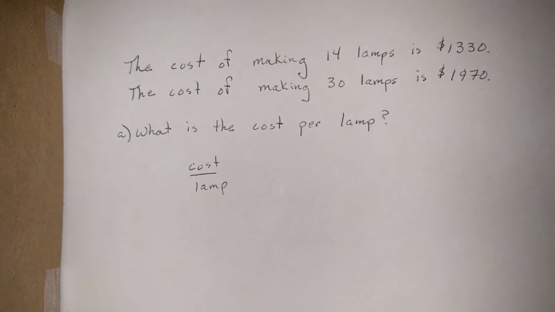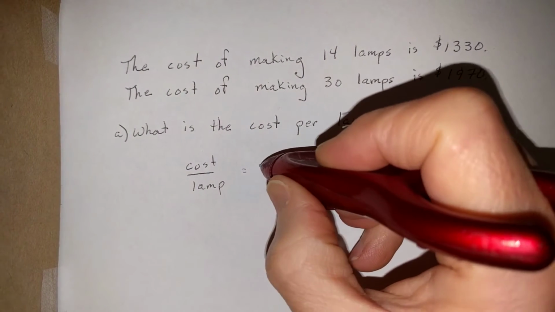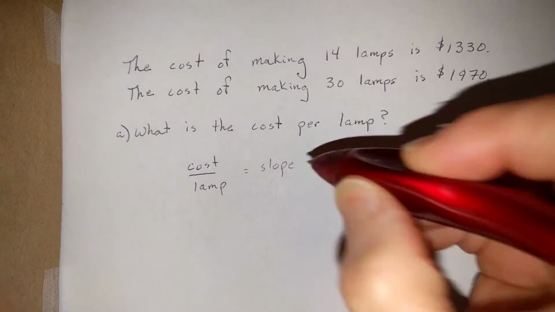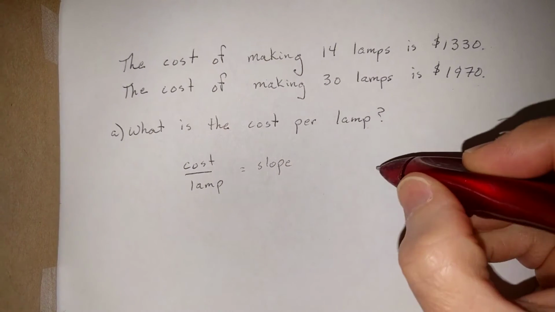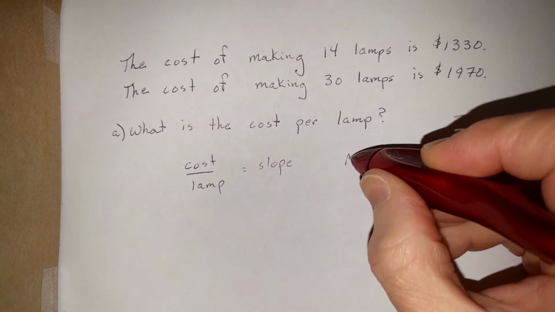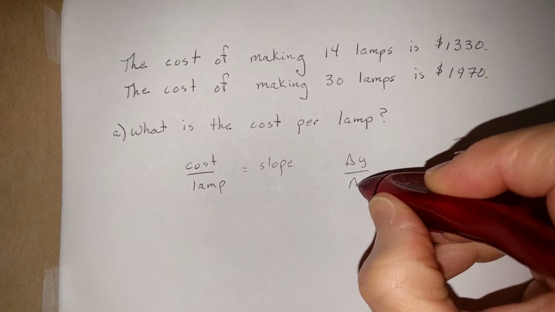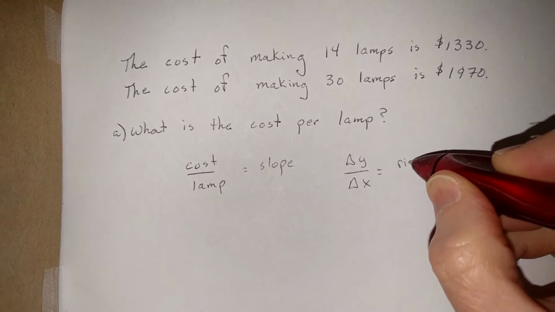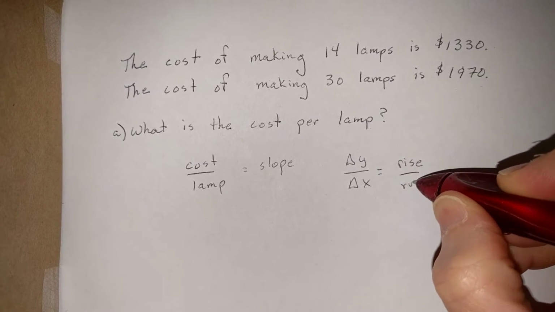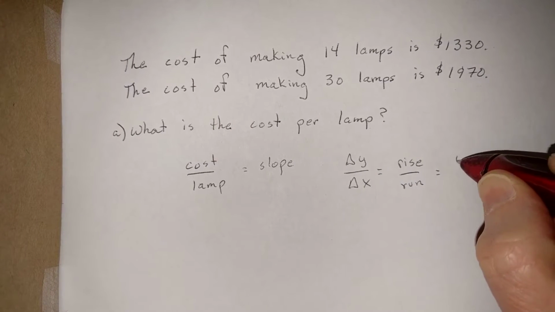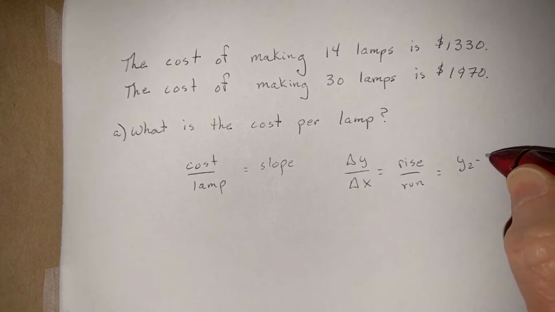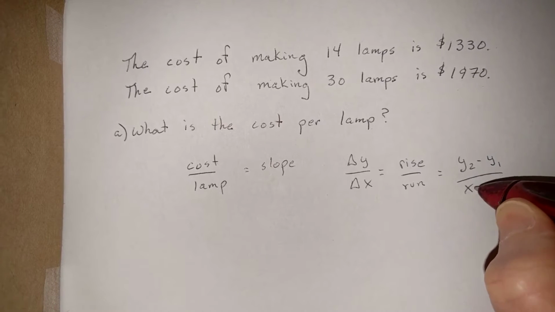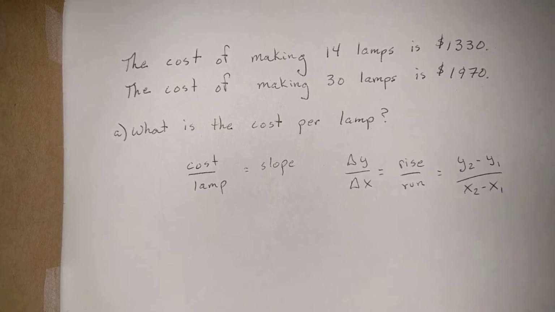And this is just my slope. This is my slope for my linear equation. We all know the slope formula is the change in y over the change in x, which is also the rise over the run, which is y2 minus y1 over x2 minus x1.